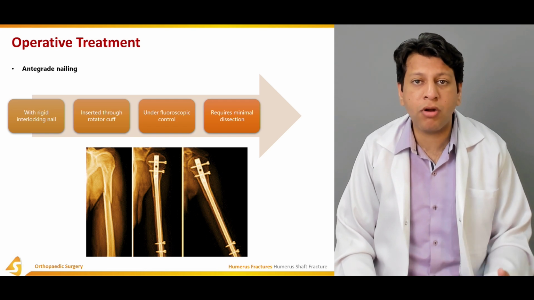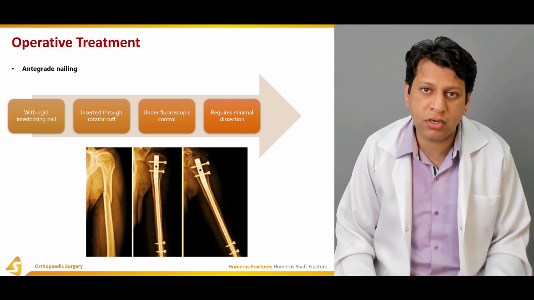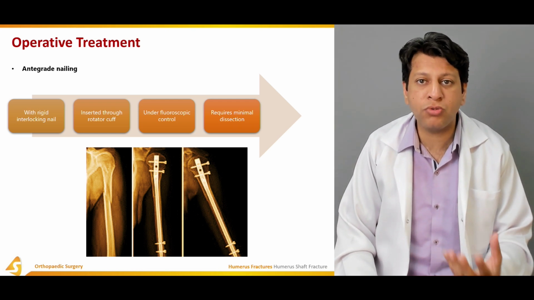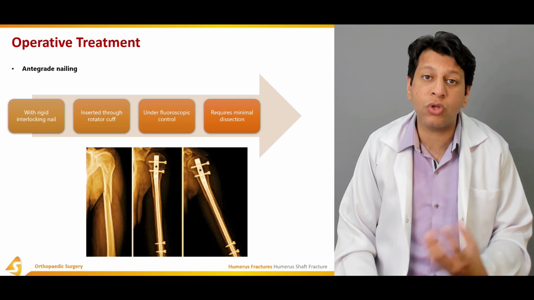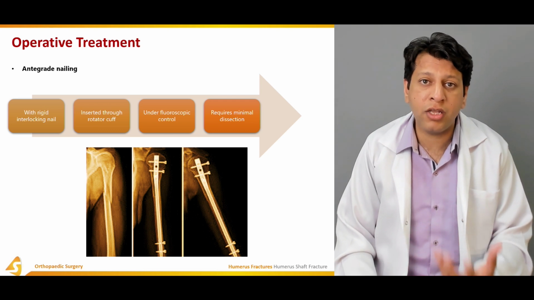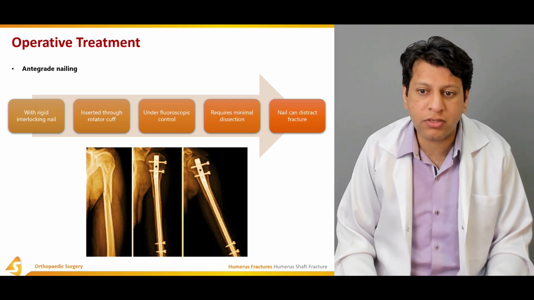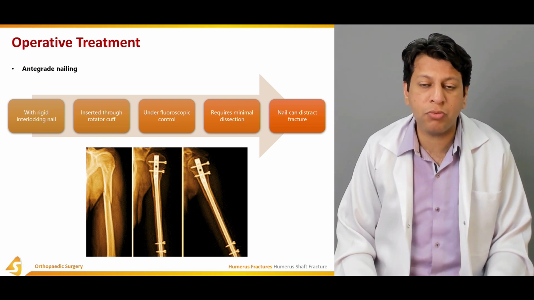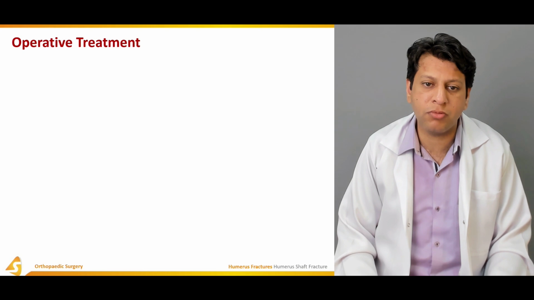And why is it a better option? Because first of all, it's an intramedullary device, plus it requires minimum dissection, and you do not need to open the fracture site, where there will be hematoma, and hematoma will help in the healing of the fracture site. A nail can also distract the fracture at times, if it is associated with shortening.